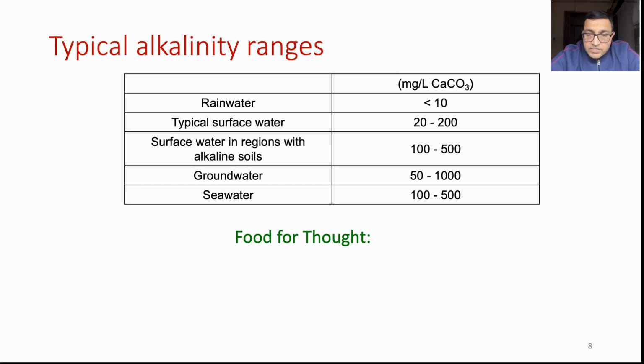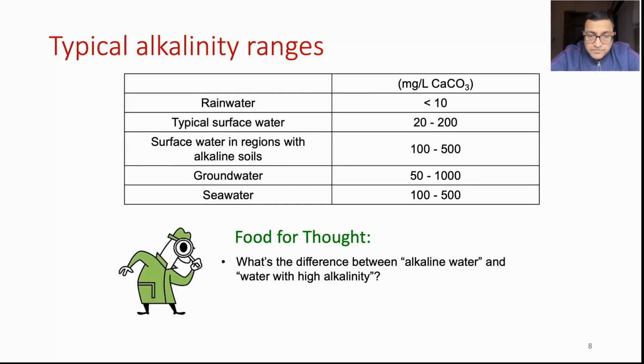Typical alkalinity ranges: rainwater, because it has not yet come in contact with any soils or rocks, is pretty low in alkalinity, usually less than 10. Surface waters are at 20 to 200, and surface waters with more alkaline soils would have a higher value, up to 500. Groundwater, because it is more in contact with carbonate minerals, has much higher alkalinity values. And seawater also has a relatively high alkalinity value.